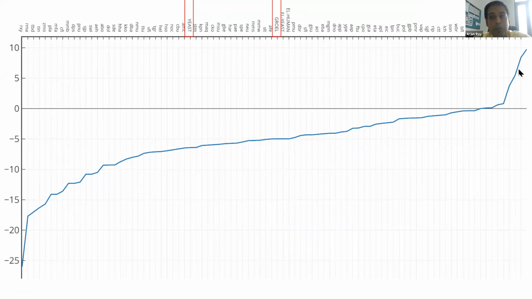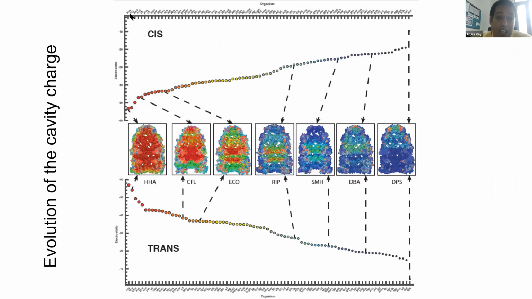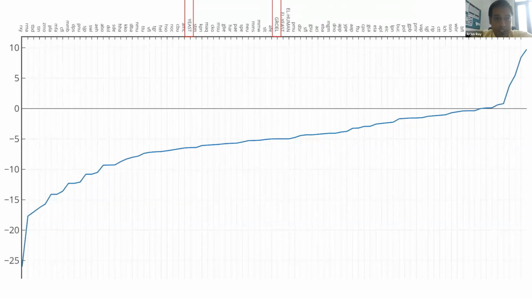So it seems that with the human proteome, the chaperone has turned positive, while in lower organisms, so E. coli, yeast, and everything, it is more towards highly negative. You have cases like this HHA, which is almost close to minus 54 in terms of electrostatics. So this got us thinking about the role of electrostatics in this evolution.